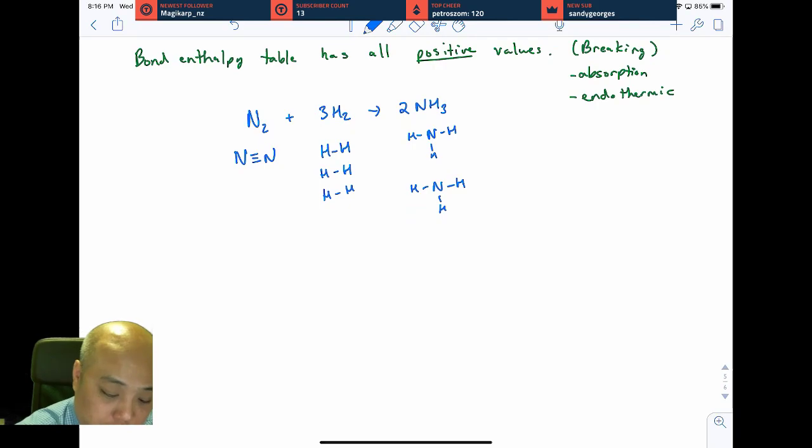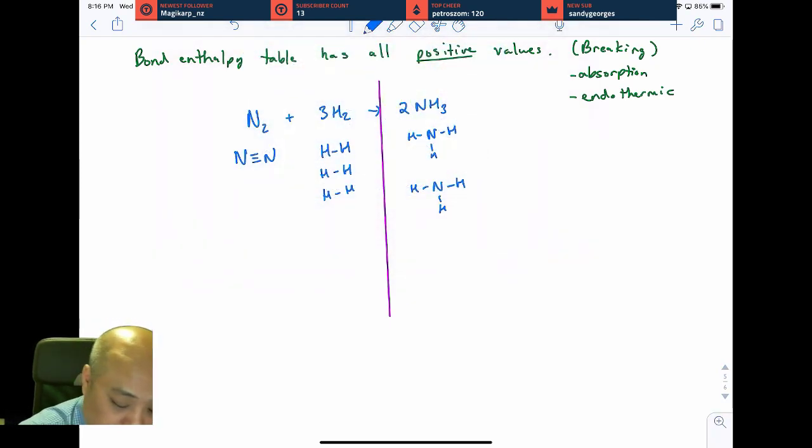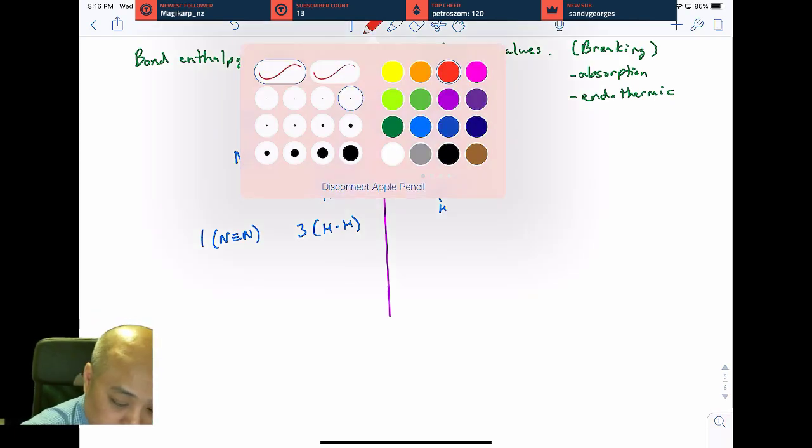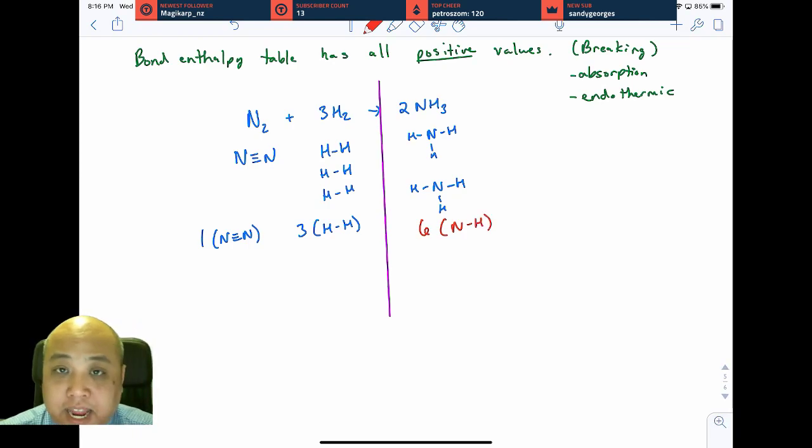Okay? So when you look at this here, on the left, you have 1 N triple bond N, and then 3 H single bond H's. On the product side, you have 6 NH bonds. That's where kids mess up, because if they just got the coefficients, they would write 2 NH bonds. But there's 3 on each of them. So it's actually 6 total bonds here.